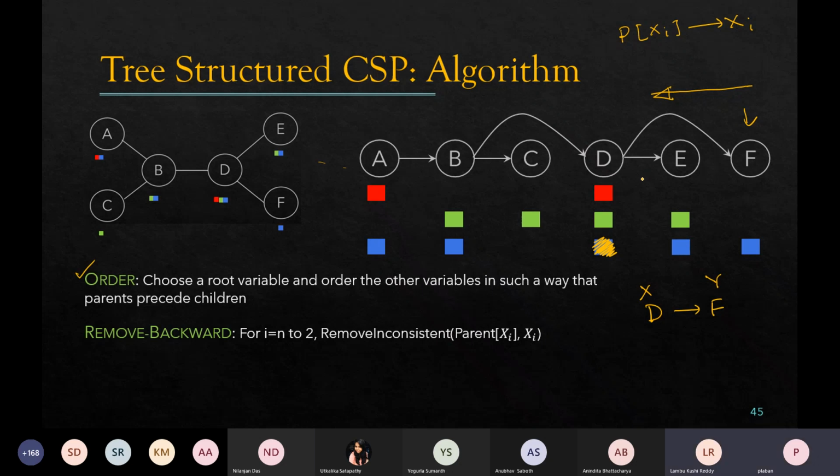Yes. This is consistent, so we do not need to do anything. Now let us check for D. D's parent is B. Let us check B to D. B to D, is it consistent? Yes, it is consistent.